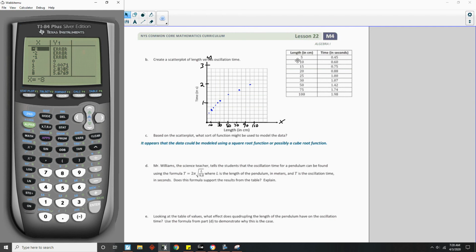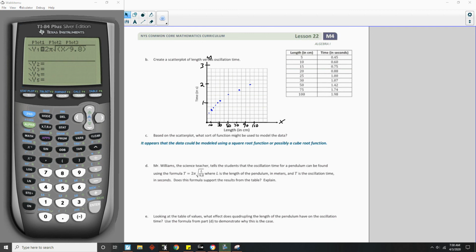And I can plug in values that I have. So I have 5, and I have 10, and 15, 20, 25, 30, 50, 75, and 100. Two pi times the square root of x divided by 9.8, where L is the length. Does this formula support the results from your table? Explain.